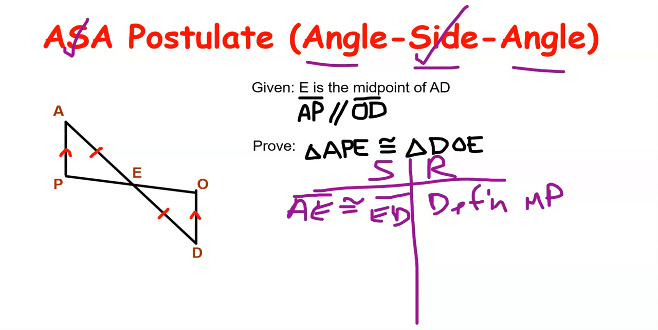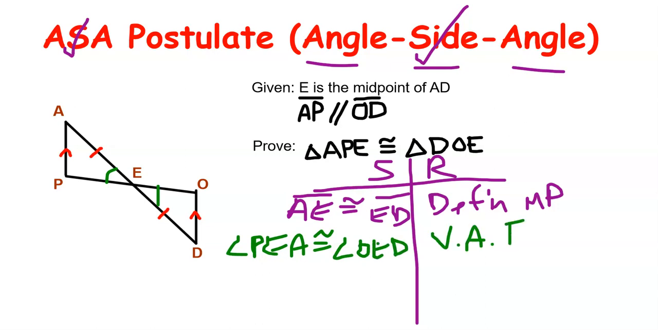Now it's our job to show that the two angles on either end of that segment are congruent. So now we're looking at angle PAE and ODE, as well as PEA and OED. It's easy to see that PEA and OED are going to be congruent because they are vertical angles made by intersecting segments AD and OP. So that is angle PEA congruent to angle OED, because of the vertical angles theorem, vertical angles are congruent. Great, that is one angle that we want.